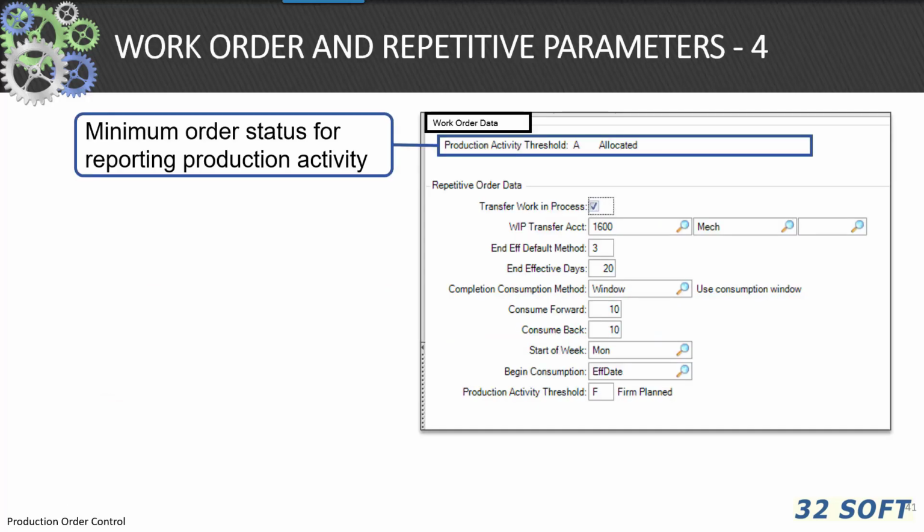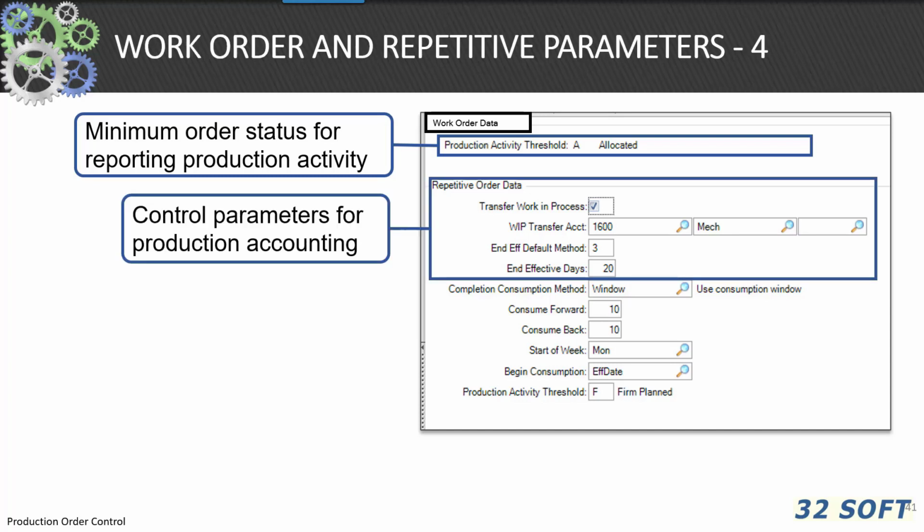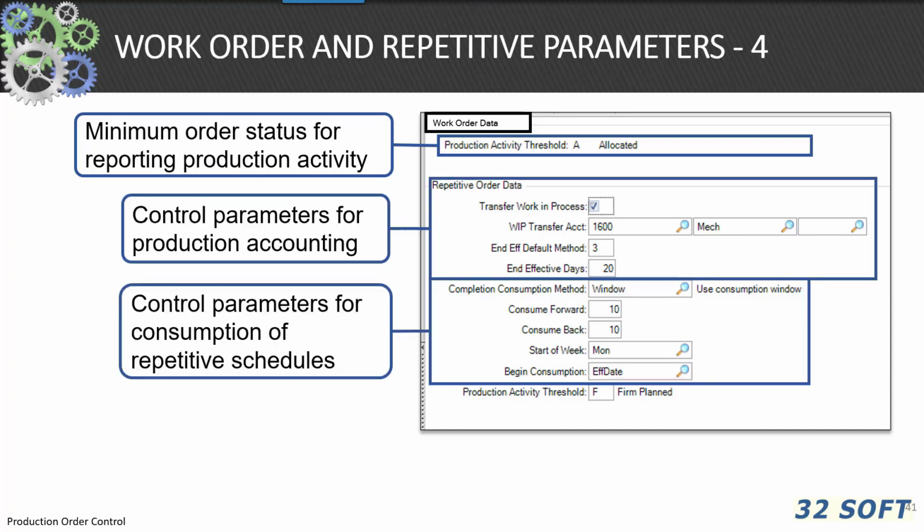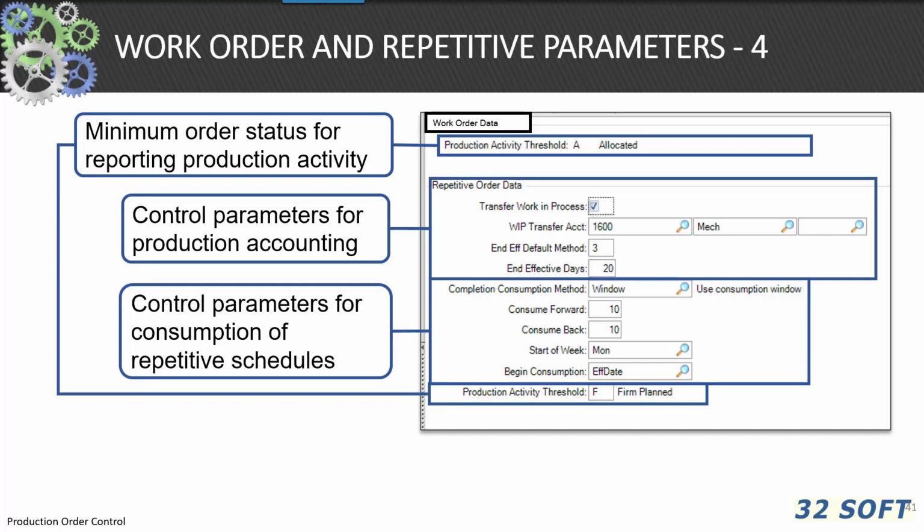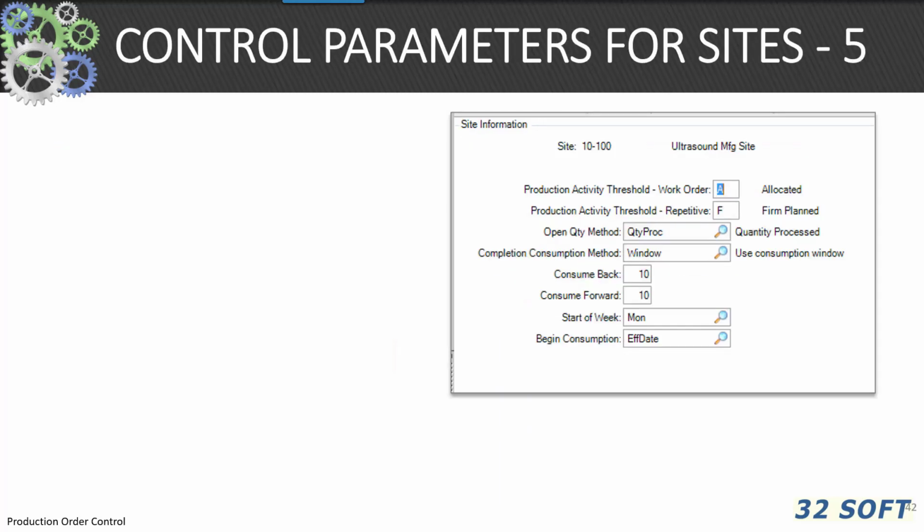This is a new function, production activity threshold level. You can define at what point you want any production activity to take place. Valid values are firmed, explode, allocated, or released. Whole new set of controls for repetitive functionality, for repetitive control. And you also got this new production activity threshold for repetitive.